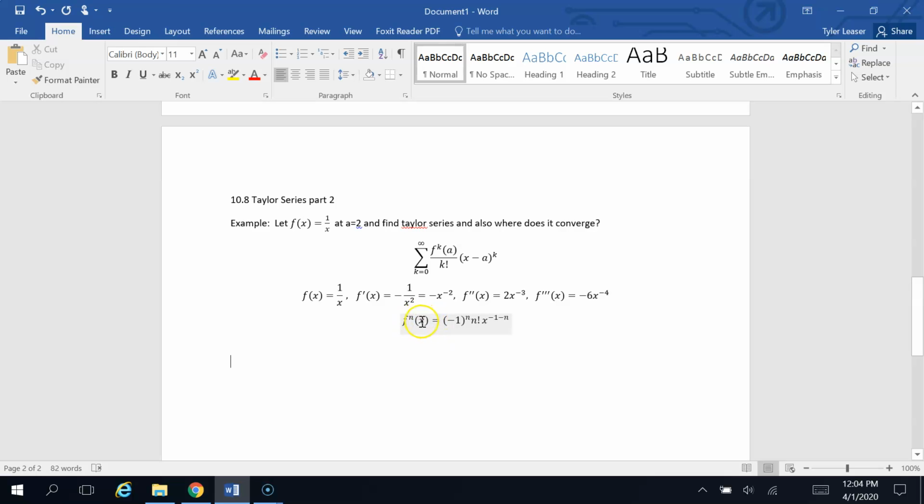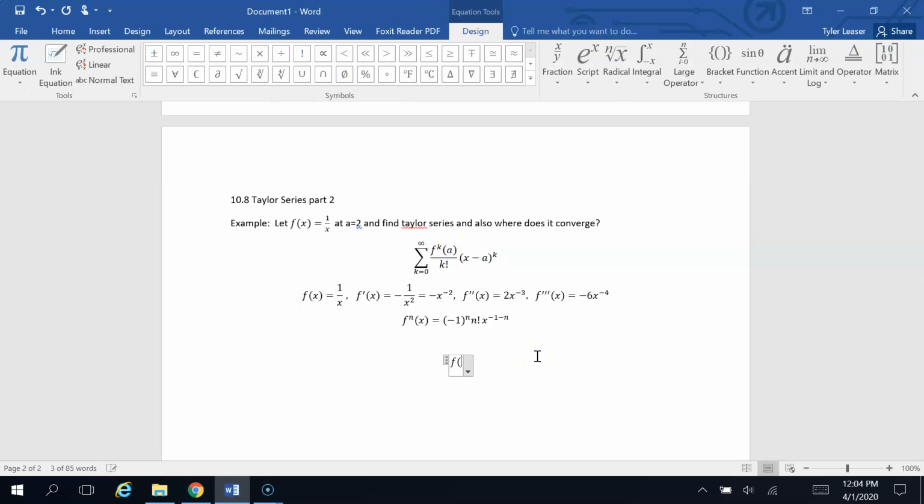Okay, so this is just the generic form of the nth or the kth derivative, but remember we don't care about what it is at x. From our Taylor series formula, we need to know what these are at the centering location. So I'm just going to repeat that process, but now we're going to be plugging in 2 into all of these. So if I plug 2 into the original function, that's going to give us 1/2. If I plug 2 into the first derivative here, that's going to give me a negative 1/4.